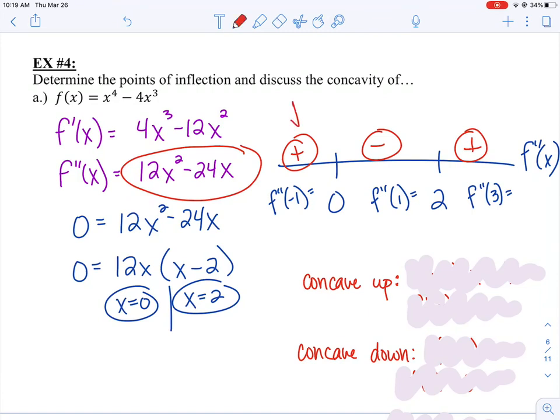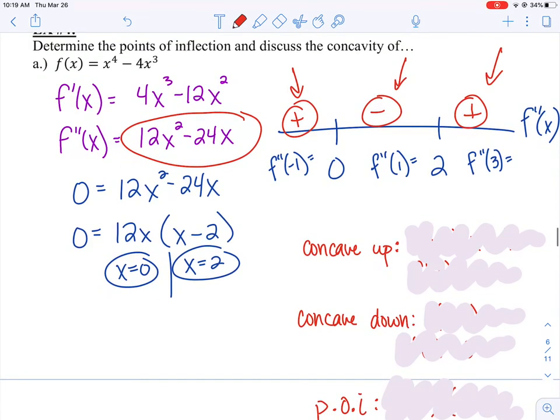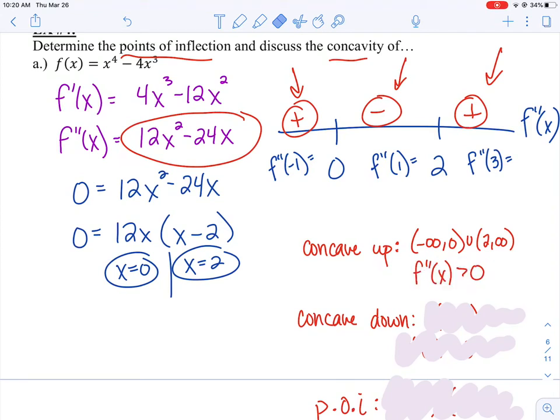If my second derivative is positive, then I know that my original function is concave up. If my second derivative is negative, then I know that my original function is concave down. If my second derivative is positive, I know that I'm concave up. So I should be able to discuss the concavity and also figure out any points of inflection. So we know that the original function, f, is concave up from negative infinity to 0, and then again from 2 to infinity. We know that because the second derivative is positive.